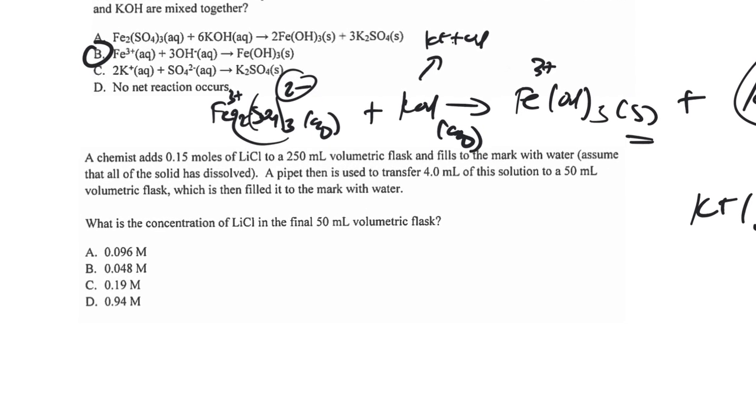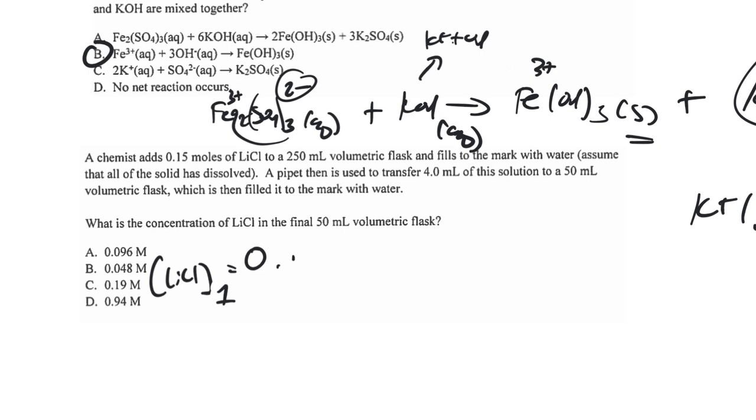Let's get into some solution formation. So we add 0.15 moles of lithium chloride to a 250 milliliter flask. We then fill with water, assuming the solid dissolves, and we take by pipette 4 milliliters of the solution and then change it to a total volume of 50 milliliters by filling it with water to the mark. So we're making solution 1, calculating its concentration. I'm going to call this Roman numeral 1. So this is the first solution that we're preparing.